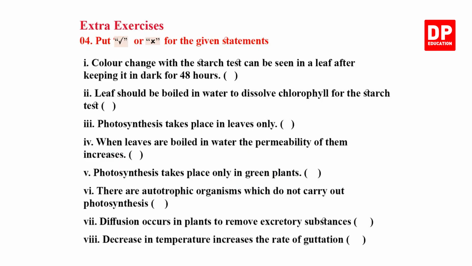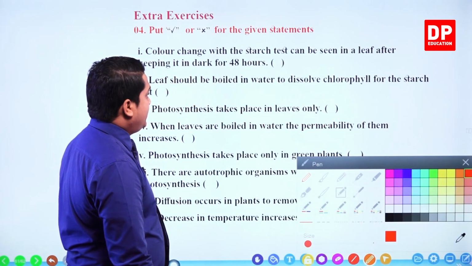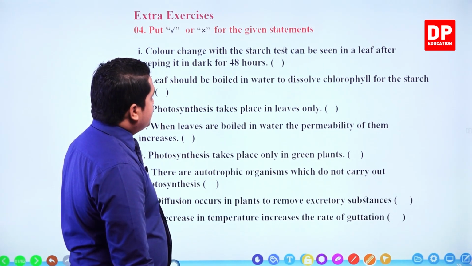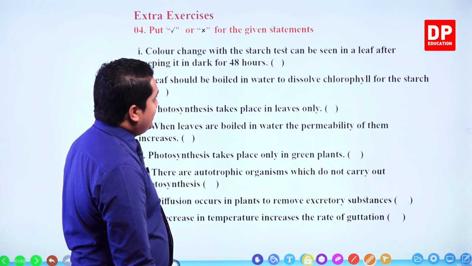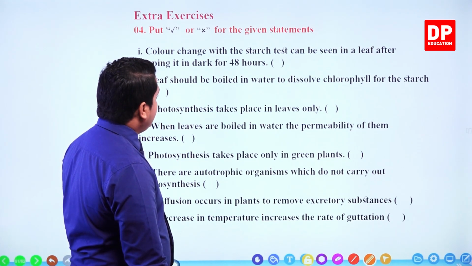Okay, then now we are going to move to a different kind of question. So here we are not answering, but here we have to put a tick if the answers are correct. If not, we have to put a cross. Right. So I'll use a different color pen in here to put crosses and ticks. Number 1. Color change with the starch test can be seen in a leaf after keeping it in dark for 48 hours.